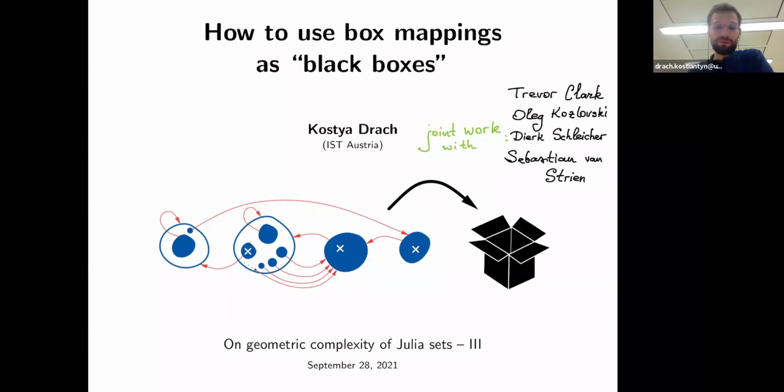But let me start. So today I want to sell you a box full of useful tools. And I want to convince you that once you master this box, you are able to solve many of the hard rigidity questions in one-dimensional complex dynamics, sort of without going into hard machinery that have been developed until recently. This is a joint work with several people, Trevor Clark, Oleg Kozlovski, Dierk Schleicher, and Sebastian van Strien.